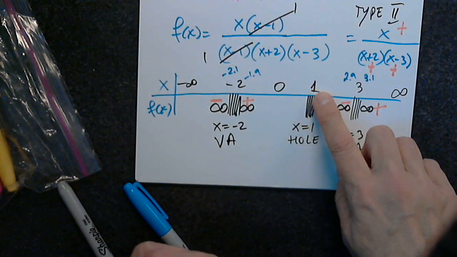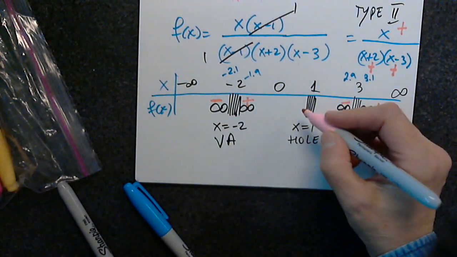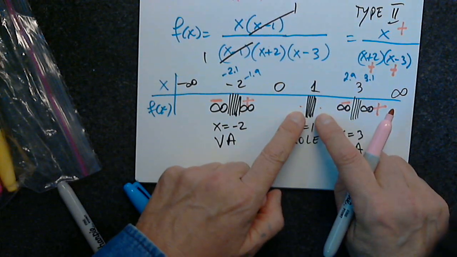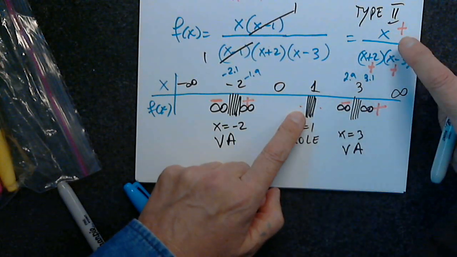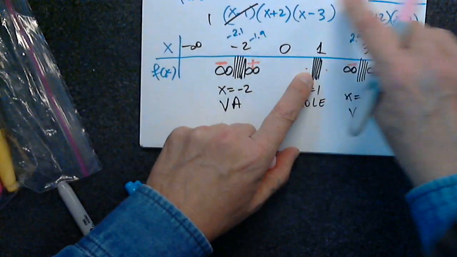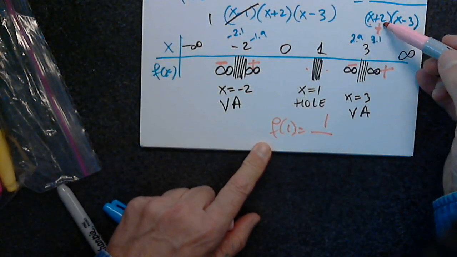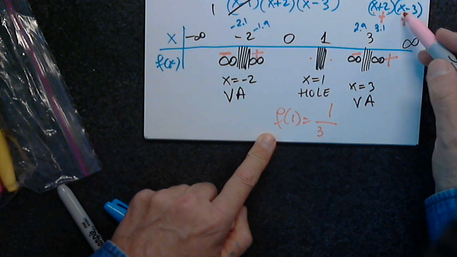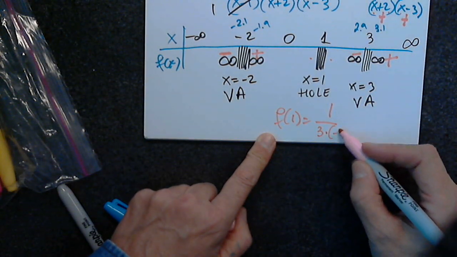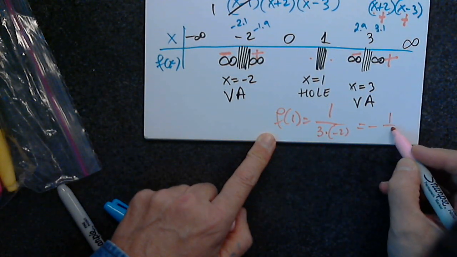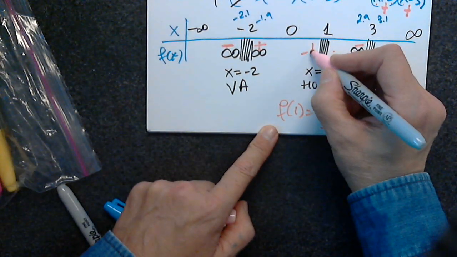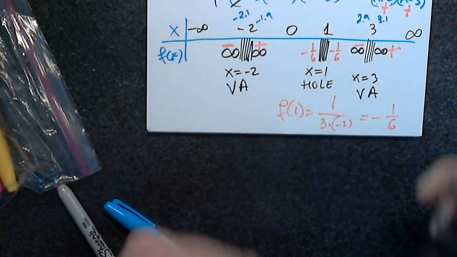Okay, so now let's plug in 1. Because left and right, we do not have infinities. This is a hole in the graph. So 1, let's determine f of 1. 1 at the top, 1 plus 2 is 3. 1 minus 3 is negative 2. So this is negative 1/6.